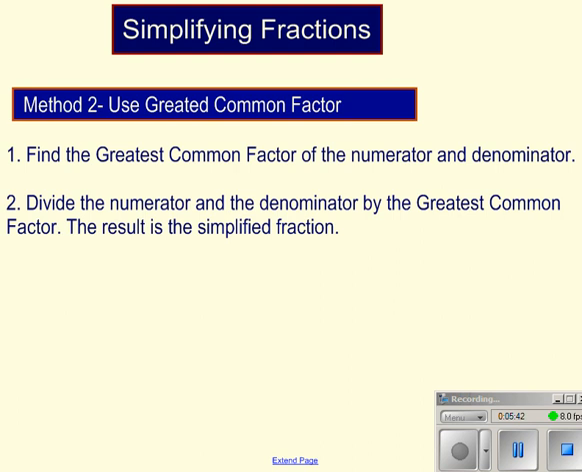Method 2 is using the greatest common factor. Before you can start simplifying your fractions, you find the greatest common factor of the numerator and denominator. You then divide by the greatest common factor, and this way you go from your original fraction to the simplified fraction in one step.